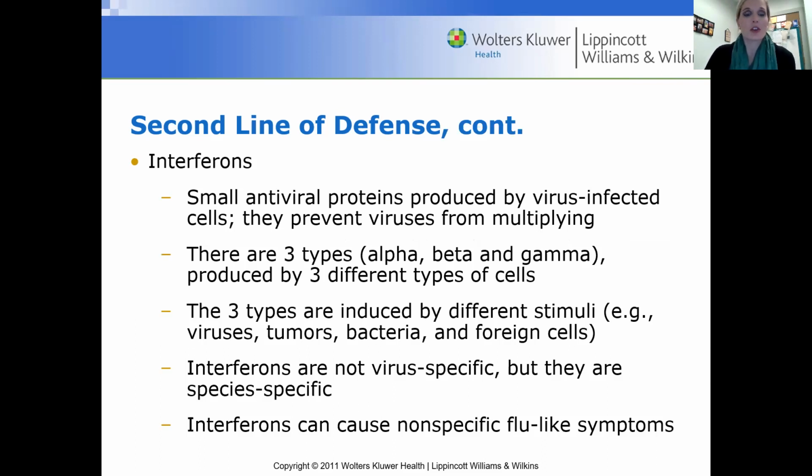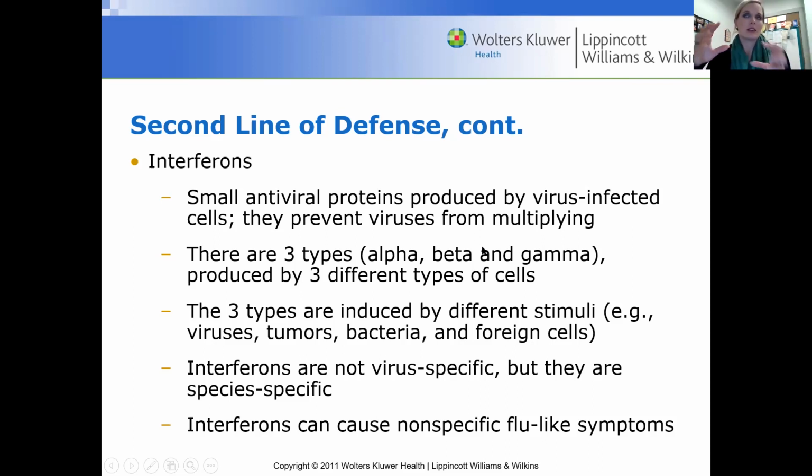Interferons are also very similar to transferrins, which are just part of our body. These are proteins. Instead of being antibacterial like transferrins are, these are antiviral. They're actually created; they're not already in our body. They are produced by virus-infected cells.